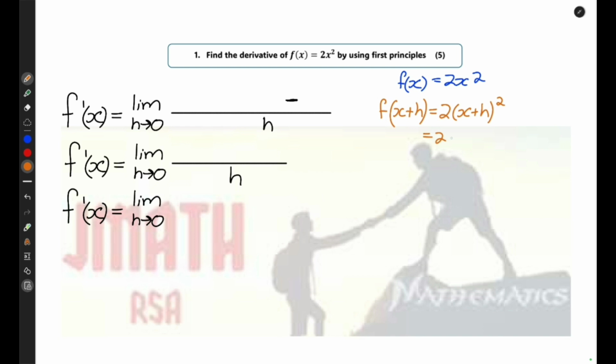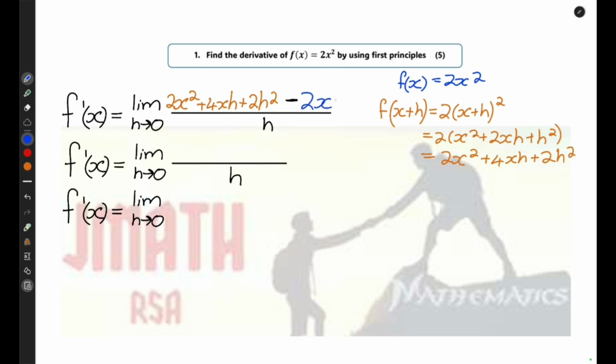So if I FOIL it out, it's going to be x squared plus xh plus xh, I'm just going to say 2xh, plus h squared. Finally, I can just times the 2 in. That's the simplest form then. So 2x squared plus 4xh plus 2h squared. Now that is what I write in the beginning of my first principles formula. So 2x squared plus 4xh plus 2h squared, and then I just subtract the original.